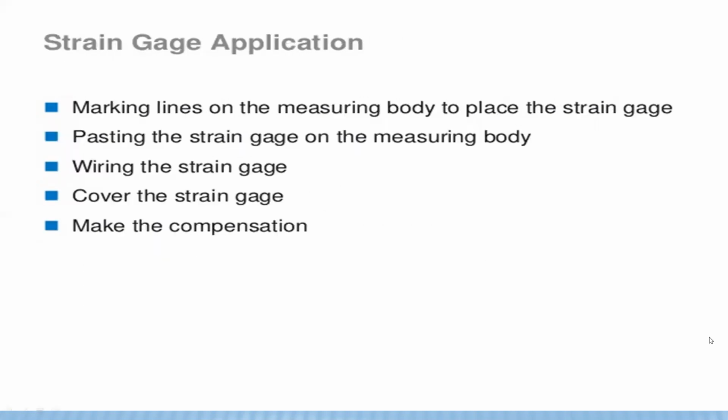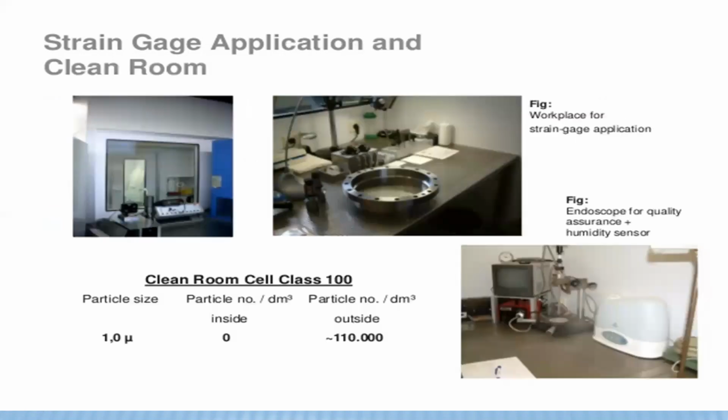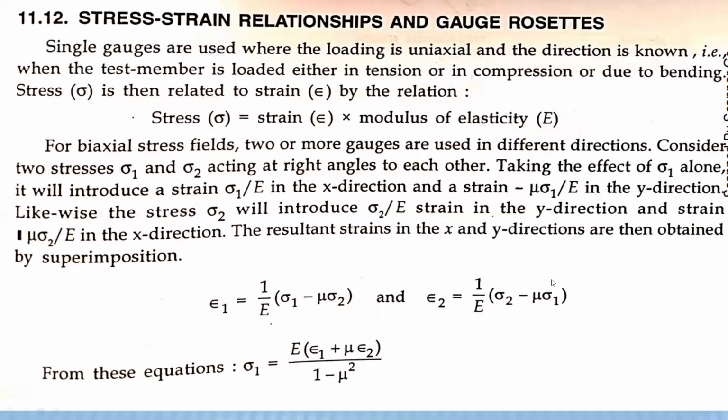Strain gauge application: marking lines on the measuring body to place the strain gauge, fastening the strain gauge on the measuring body, wiring the strain gauge, covering the strain gauge, making the compensation. You can see the strain gauge application in a clean room, and the workplace for strain gauge application. The workplace uses a clean room cell class 100, and an endoscope for quality assurance, humidity sensor. Object quality we can measure by using strain gauges. So those are all about the usage of torque measurement by using strain gauges.